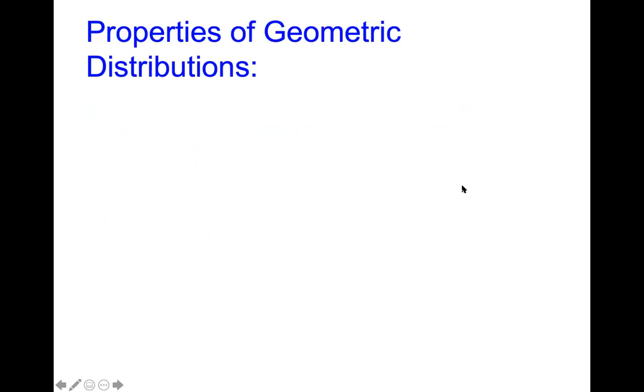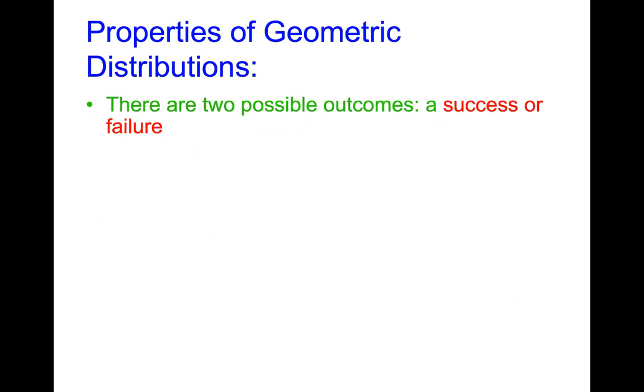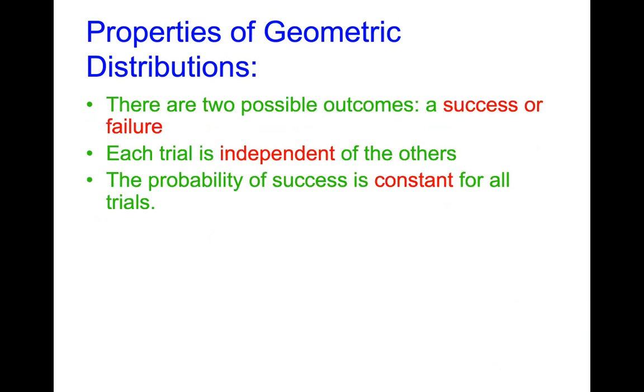Okay, so the properties of geometric are very similar to yesterday's. We still are looking for 2 possible outcomes. We still want independent trials, and we still need a probability of success being constant. But that is it, right? We have no fixed number of trials anymore. So our acronym, instead of BINS, we're going to take the N out. So properties for geometric distribution, the acronym would just be BIS, B-I-S, okay?